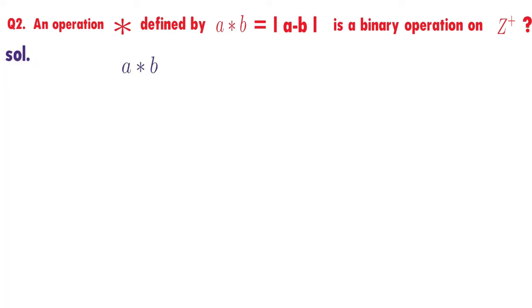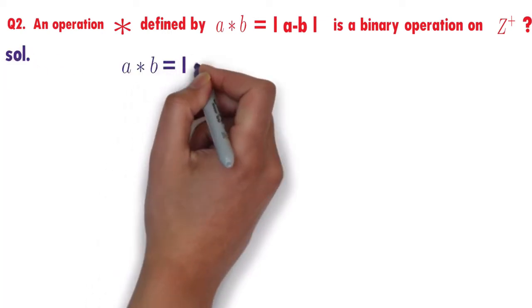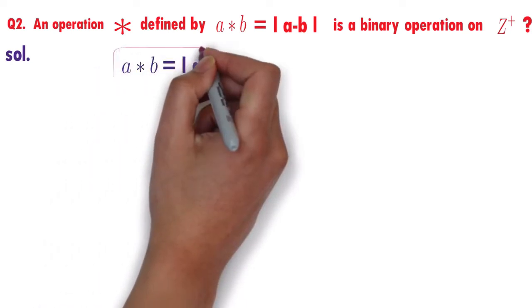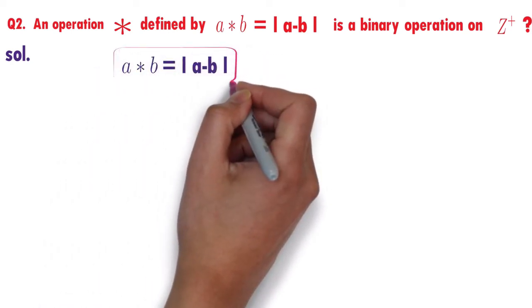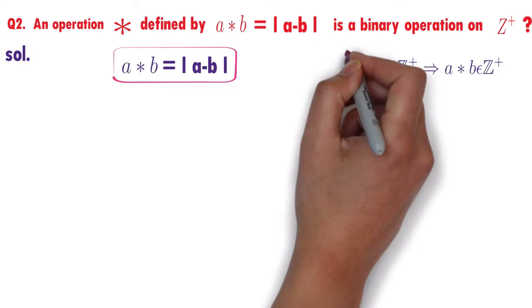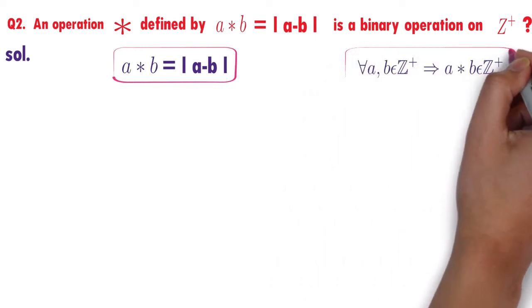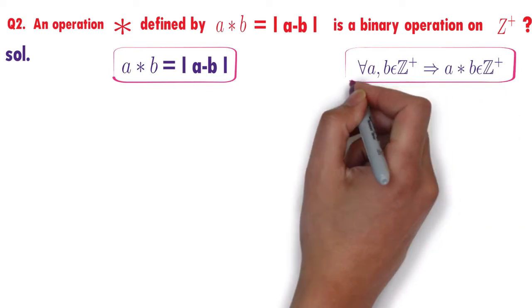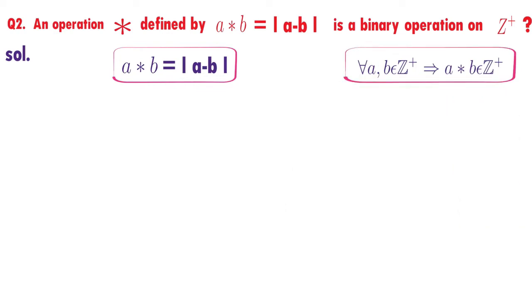How is the operation star defined? A star B is defined as modulus of A minus B. Now we need to check whether this star is a binary operation on Z plus or not. We know that if for every A comma B belongs to Z plus, A star B belongs to Z plus, then star is called a binary operation on Z plus, which we discussed in the last class.